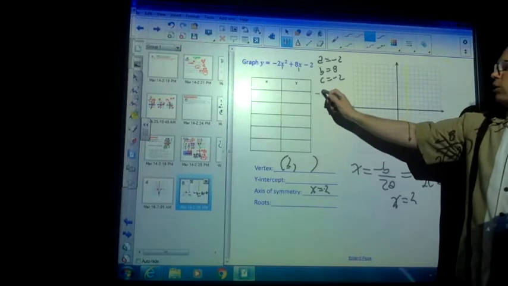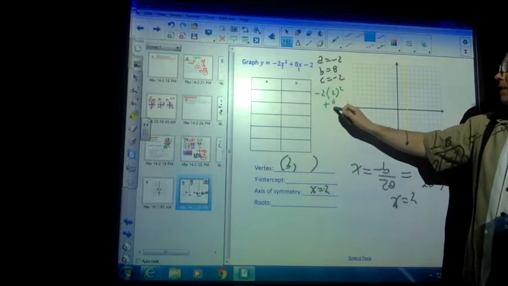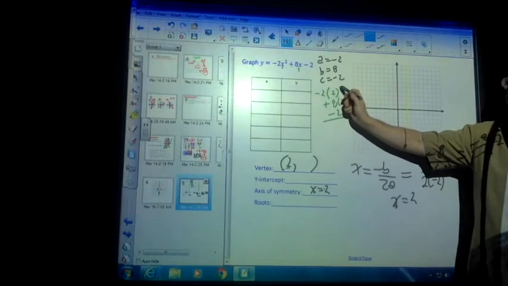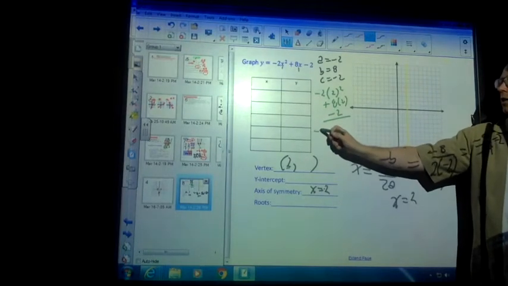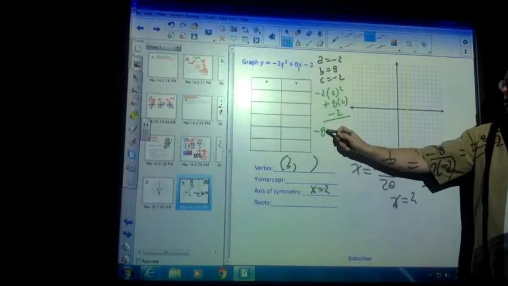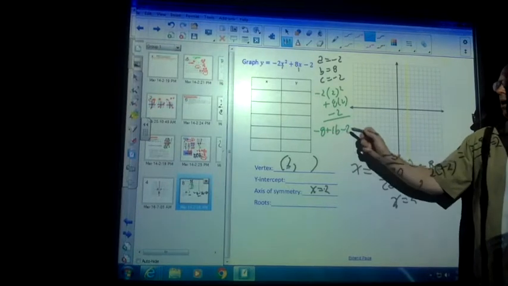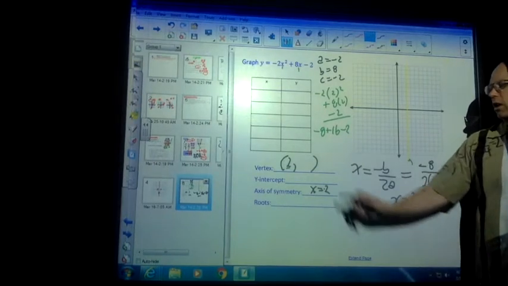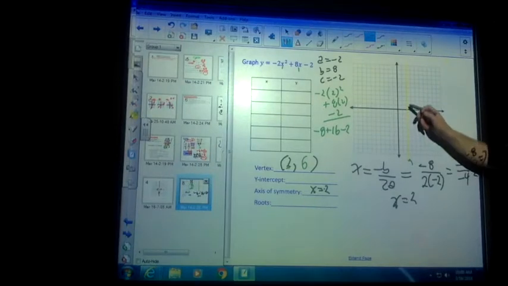So I get negative 2 times x squared, that's 2 squared, plus 8 times 2 minus 2. Okay? Let's see. 2 squared is 4. 4 times negative 2 is negative 8. 8 times 2 is 16. And then minus 2. Negative 8 minus 2 is negative 10. Negative 10 added to 16 is 6. My vertex is at 2 comma 6.